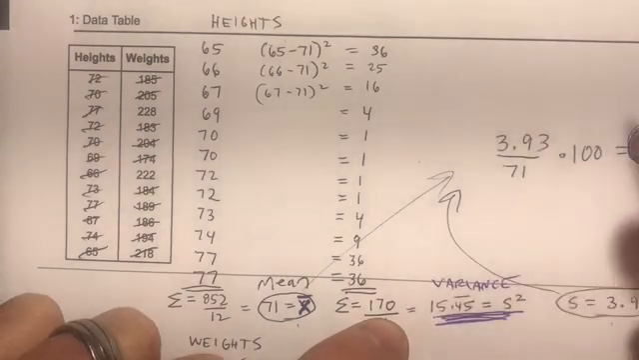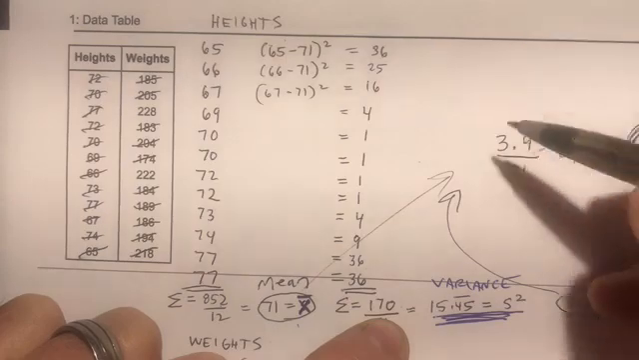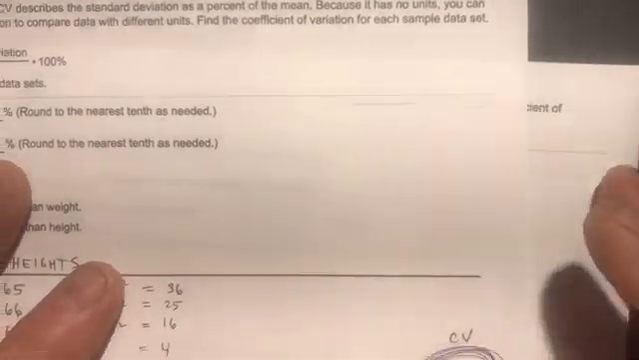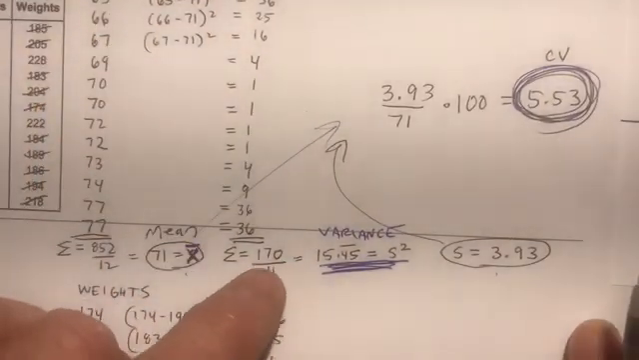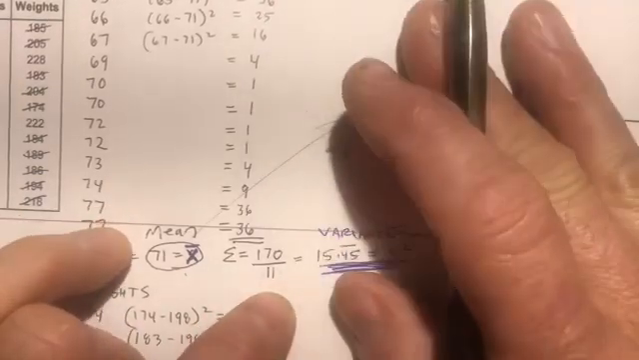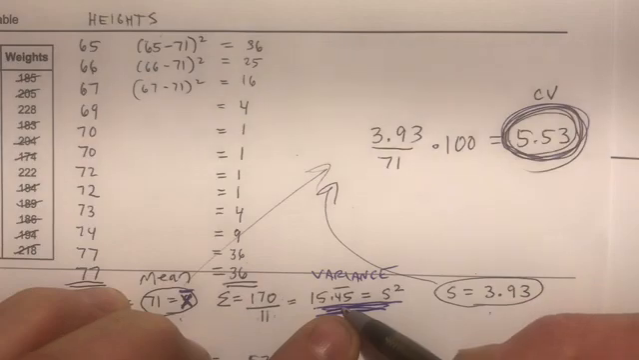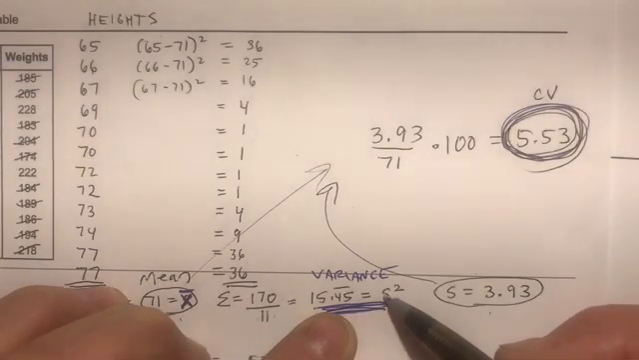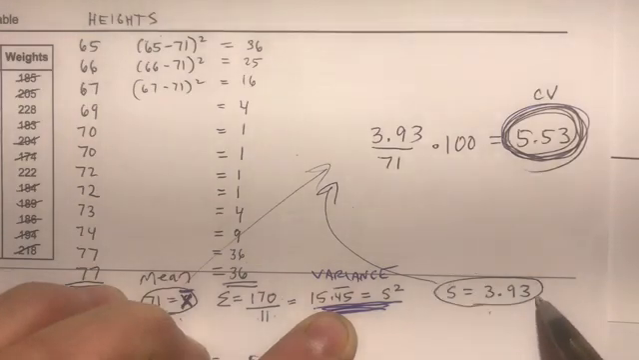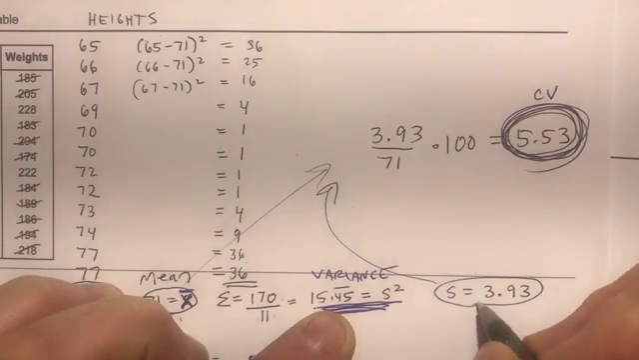Now, this is a sample. It's set up in the problem up here. This is a sample. So that means I divide by 11 on this number. So I do 170 divided by 11. There's 12 of these heights, but I take one off and divide by 11, which gives me 15.45 repeating. That's my variance. And I do the square root of that, and right here's my S. This is my standard deviation.